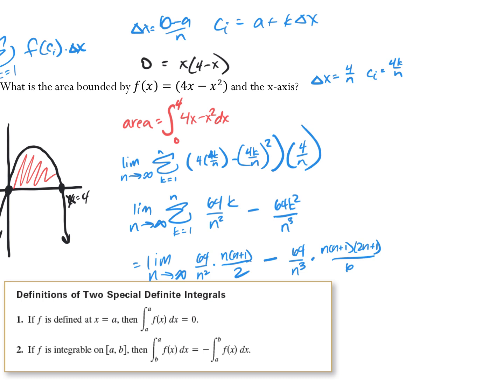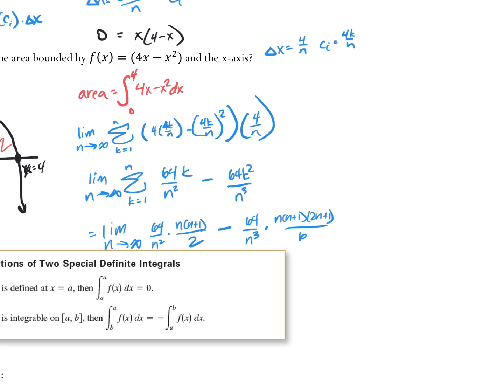64 times 4. I should know that. Probably messed it up. So here's what, for that first set, you guys, I would cancel the 2 and the 64, and then I would distribute 32n. So I'd be taking the limit as n goes to infinity of 32n squared over n squared plus 32n over n squared.